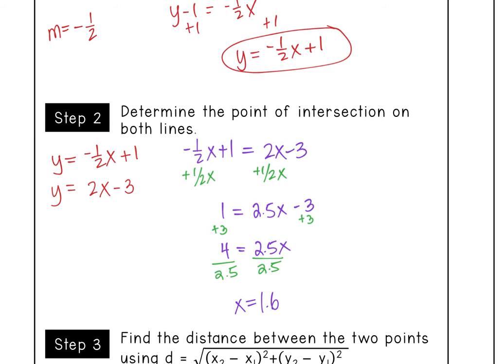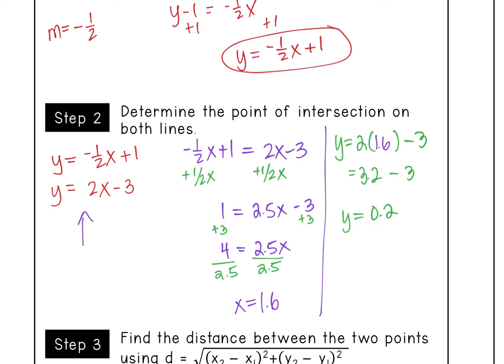Okay, but I also need to find the y value. So we're going to pick one of our equations, one of these two equations over here, and plug it in. It's easier if you don't have any fractions, so I'm going to use the second one. So I have y equals 2x minus 3, but instead of the x, we're going to plug in the 1.6 that we just found. 2 times 1.6 is 3.2, minus 3, which gives me that y is equal to 0.2. So our point of intersection is (1.6, 0.2).